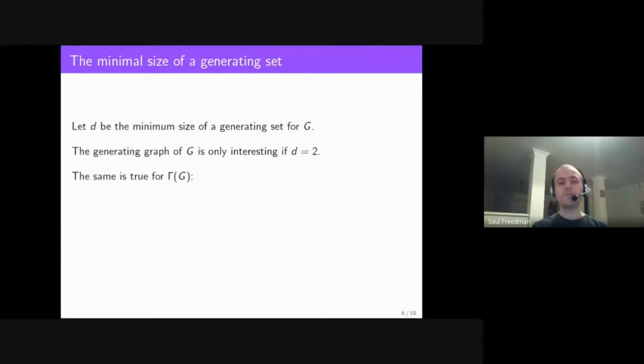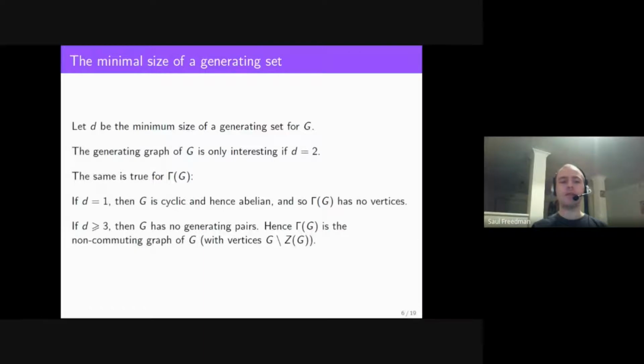So why is this? Well, when D is 1, again, the group is cyclic and therefore abelian, and so the graph has no vertices. On the other hand, if D is at least 3, then again, G has no generating pairs, and so this means that any 2 vertices in the graph are joined by an edge if and only if they do not commute. And so gamma of G in this case is exactly the non-commuting graph of G, which has vertices the non-central elements.